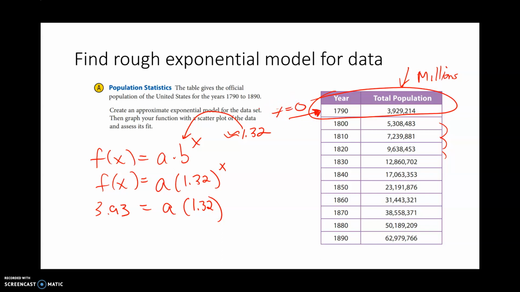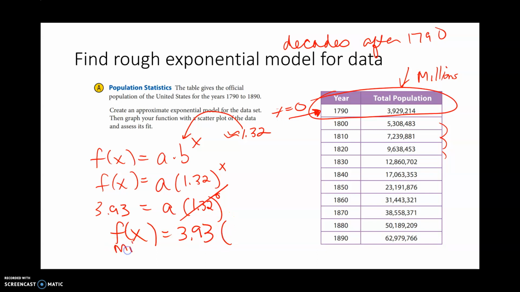We're going to use our timing as decades, the number of decades after 1790. So this is t equals 0. So we put a 0 in, a equals 3.93. So our rough equation would be this, where f of x is in millions, right? Units, millions of people, 1.32 to the x. So this is us finding the rough model.